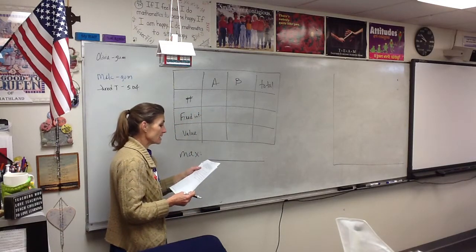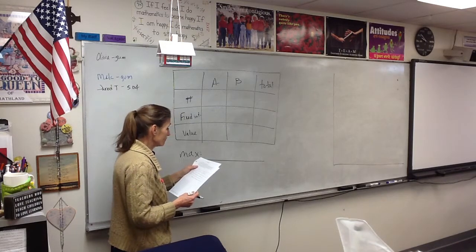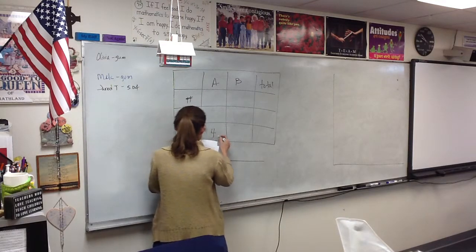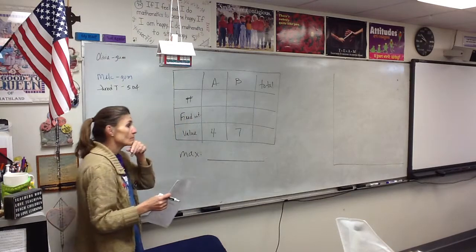Was I wrong? I didn't hear you. What did you say? 4 in the first one. Do what? The value of A's are 4 and the values of B's are 7. Patrick?